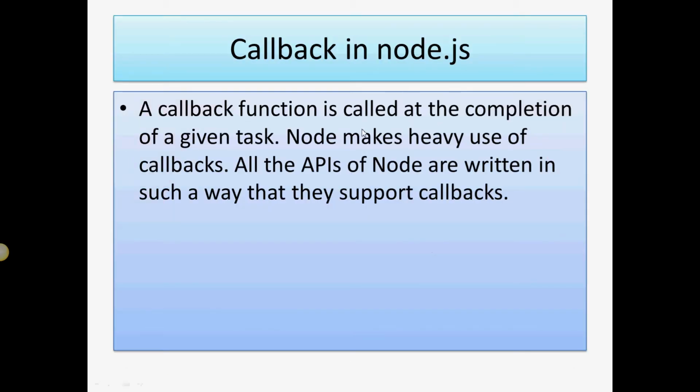So you can see a callback function is called at the completion of a given task. Your program is not waiting for that task to finish, because there are many cases in which a particular thing takes a lot of time, and the other statements would need to wait until it is finished. That is a blocking thing. And as you know, Node.js is implemented as a non-blocking, event-driven model. It supports callback functions, and the callback function is executed once that particular thing is completed.